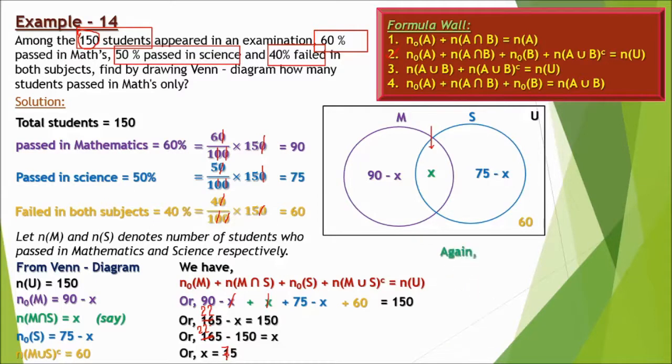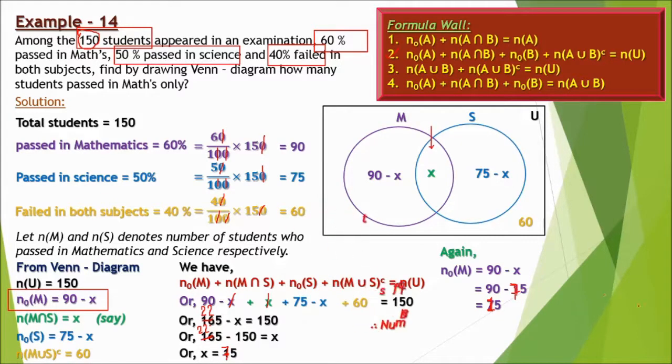Where is maths only? Again, there is maths only. So 90 minus x, 90 minus 75, not 15. Okay, the answer will be 15. It's 15. So only maths passed, and 15 students passed in only maths.